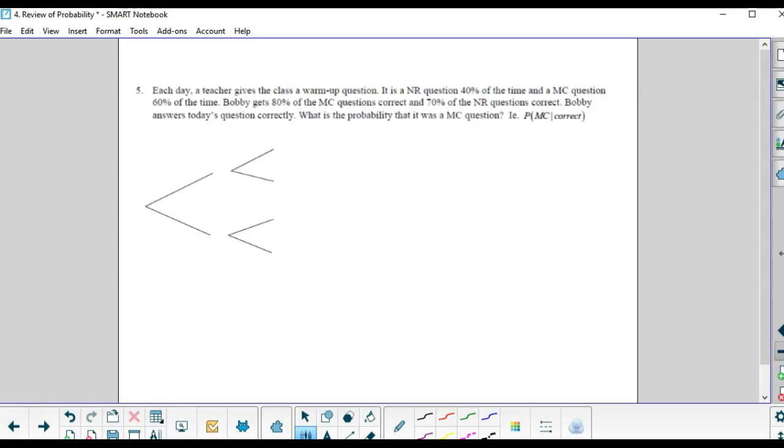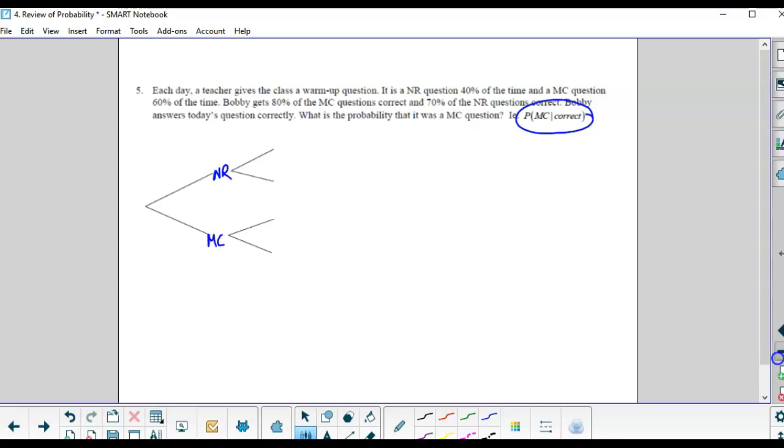And then the last one for today says each day a teacher gives the class a warm-up question. It's a numeric response question 40% of the time, multiple choice 60%. Then Bobby gets 80% of multiple choice correct, 70% of the numeric response correct. Bobby answers today's question correctly. What is the probability that it was a multiple choice question? So probability of multiple choice given it's correct. So let's just set this up. First of all, we have to have the questions: numeric response and multiple choice.